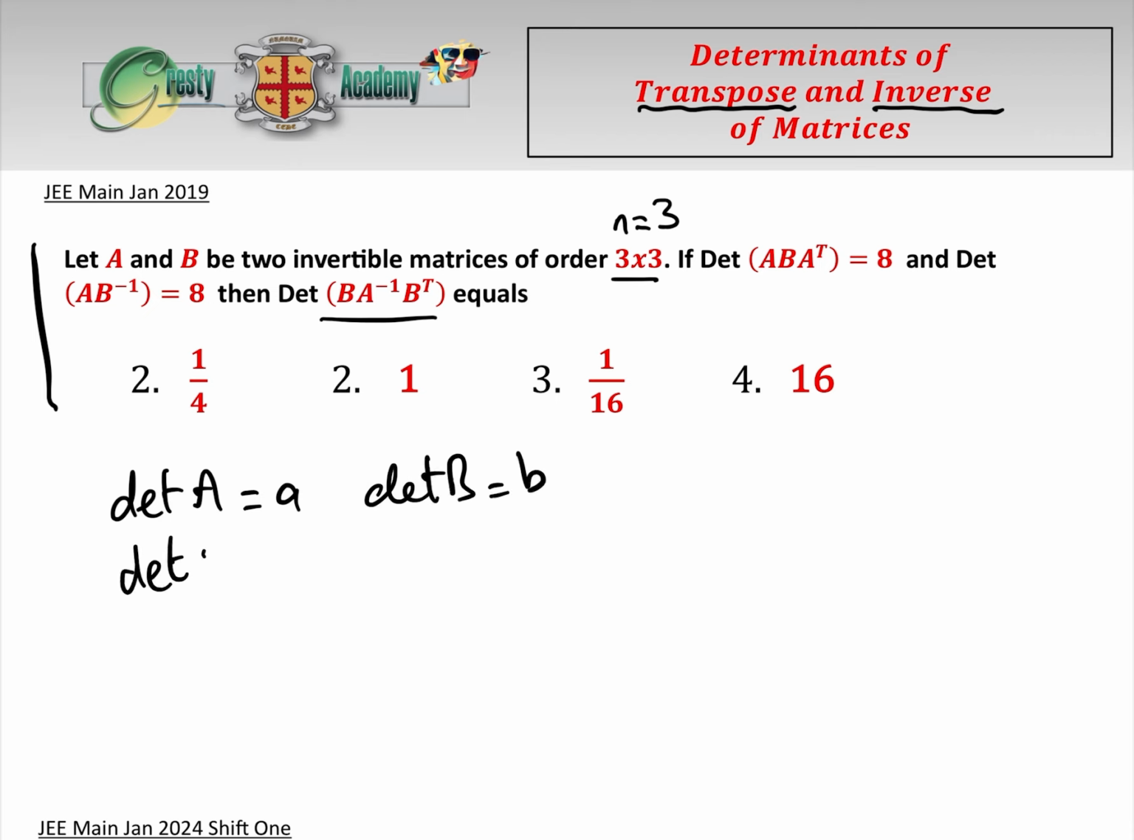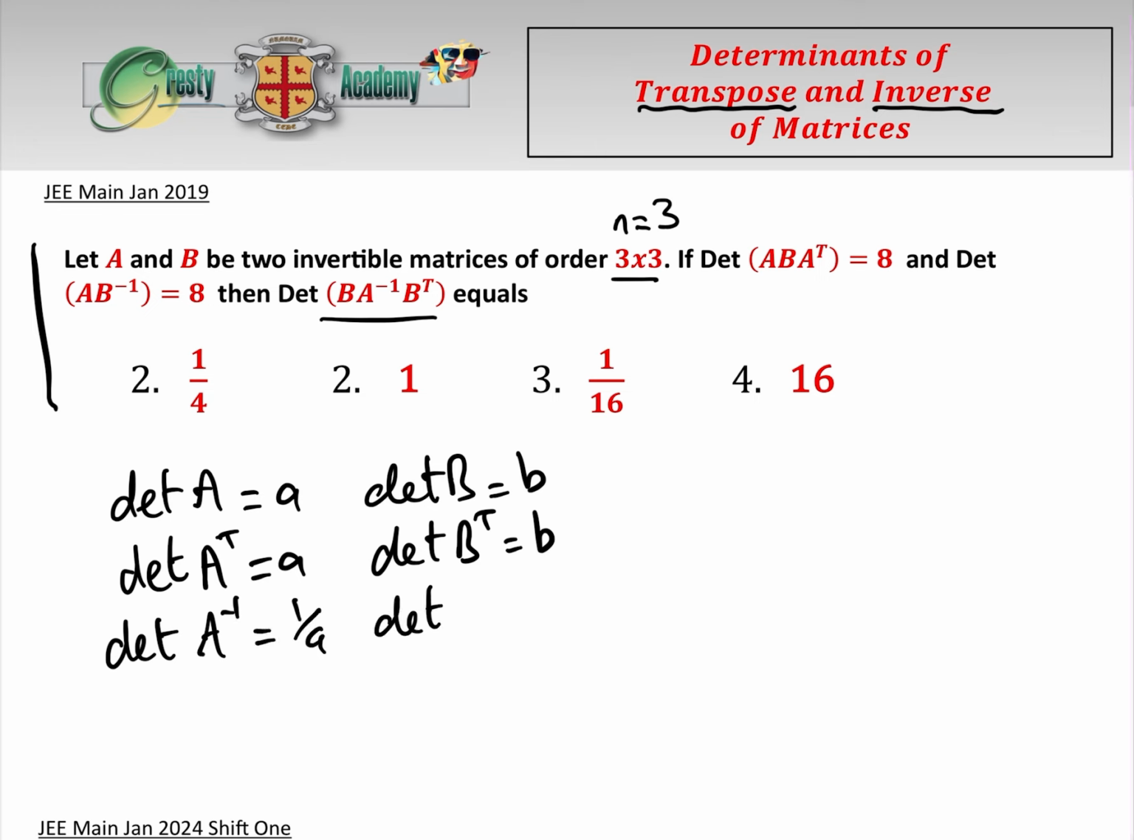So we know by our rule that the determinant of A transpose is also A, because we know the determinant of the transpose is the same, and therefore the determinant of B transpose is B. And we know that the determinant of A to the minus 1, the inverse matrix, is 1 over A, and likewise the determinant of B to the minus 1 is 1 over B.